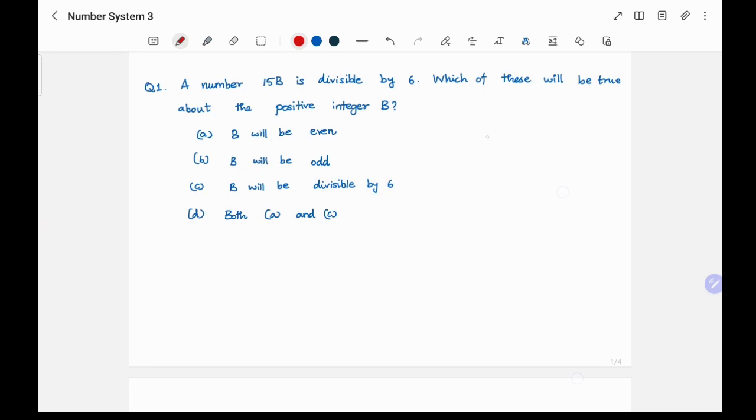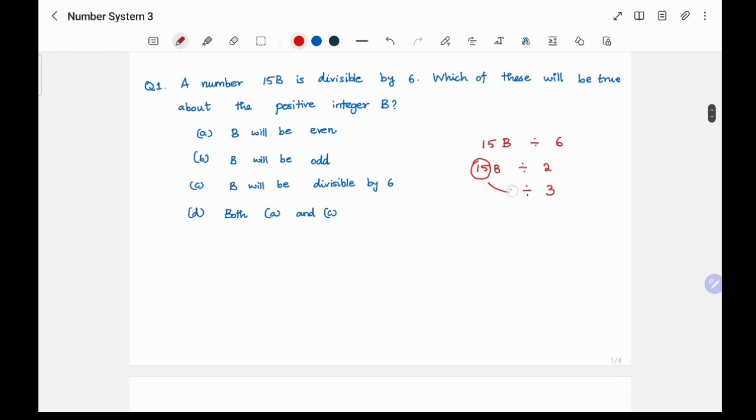Okay, so what have they given? They have given 15B is divisible by 6. So for any number we already saw, to be divisible by 6, we want it to be divisible by 2 and divisible by 3. You can see 15 is already divisible by 3, but 15 is not divisible by 2. So we get B must be divisible by 2. So if B is divisible by 2, what does it mean? It means B is an even number.